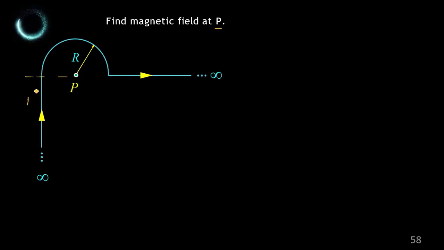So let us say this is the first wire, then this is the second wire, then this is the third wire. So B at point P is due to B1 plus B2 plus B3. Now out of these 3, which one will give 0? Why? Because the third wire is passing through the point P, so it gives 0. So B1 is basically a semi-infinite wire.